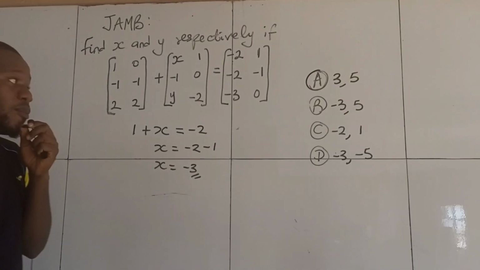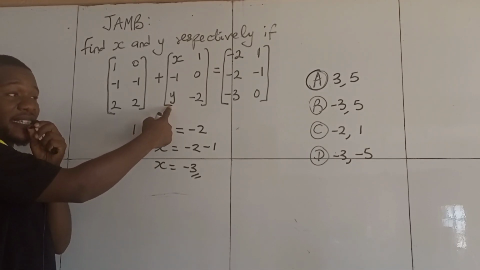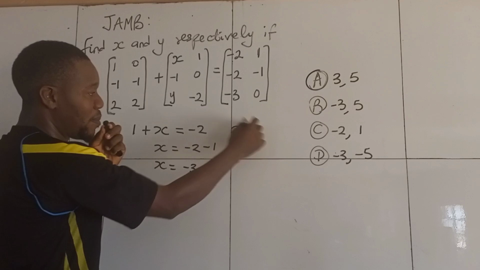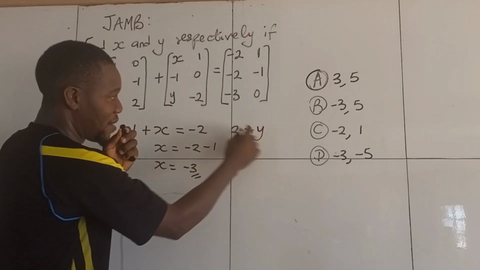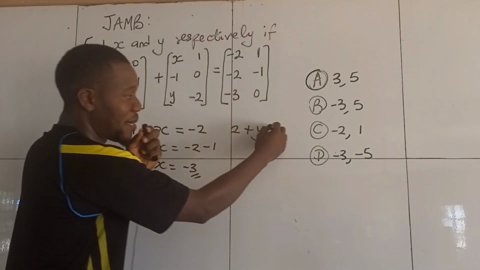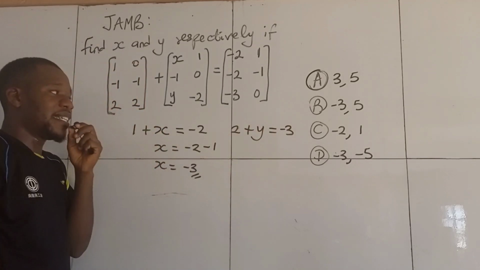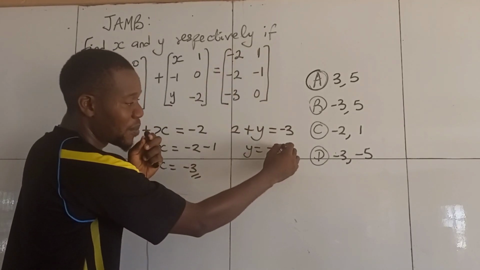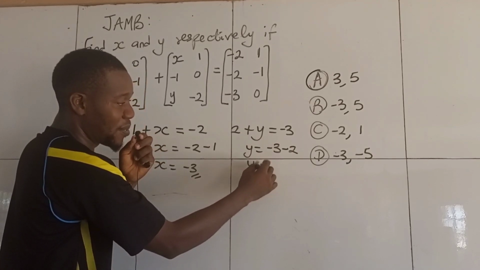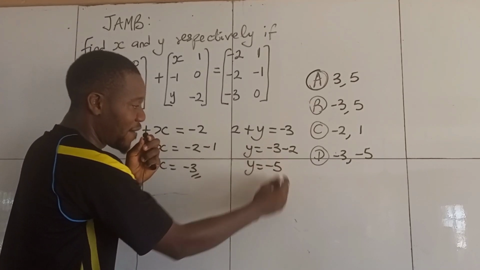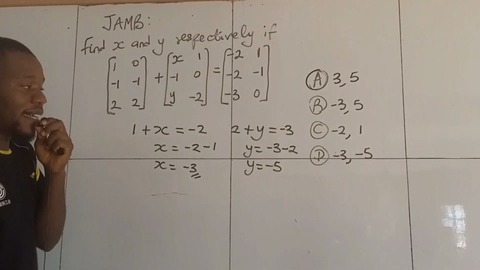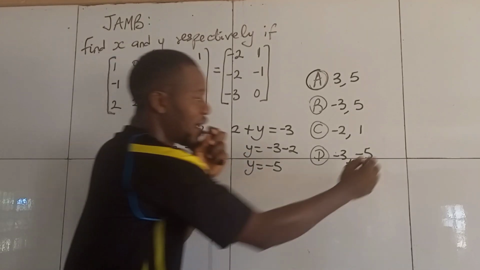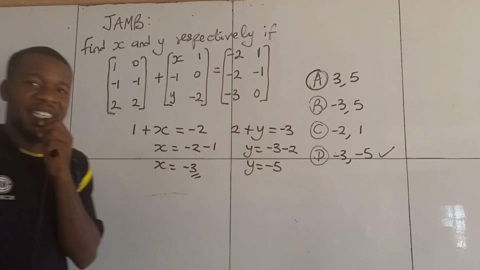So how do I get the value of y? This is where y is. So the corresponding element to y is this. So it must be 2 plus y, and the result must be the corresponding element here, which is -3. So to solve for y, it will become -3, 2 will go over there, we change to -2. So y is equal to -3 -2, which is -5. So the respective values of x and y are -3 and -5. This is my result. As easy as that.